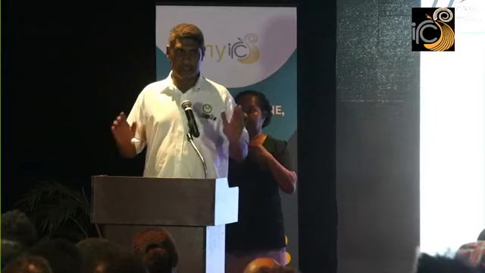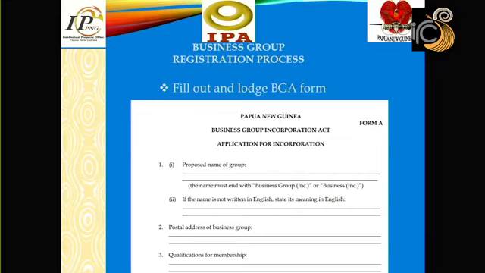So even a cooperative can also have its members registered as a business group. The registration fee is 100 kina. Business groups and cooperative societies are different entities. I just want to make that clear. Form A is the form that you fill to apply for a business group incorporation. You fill this form, you lodge it, and once approved, the certificate will be issued.